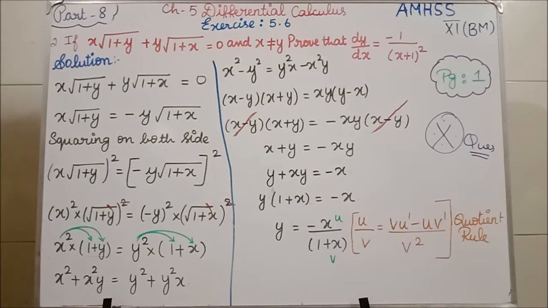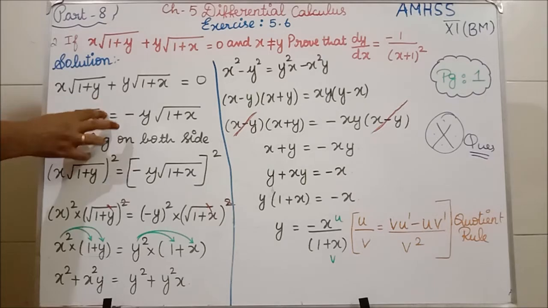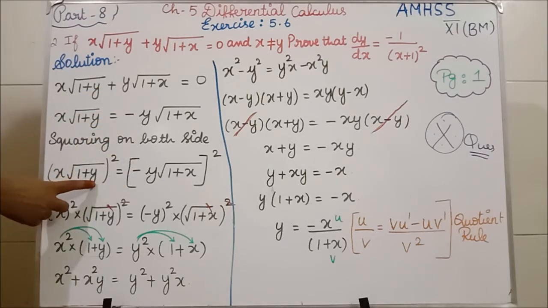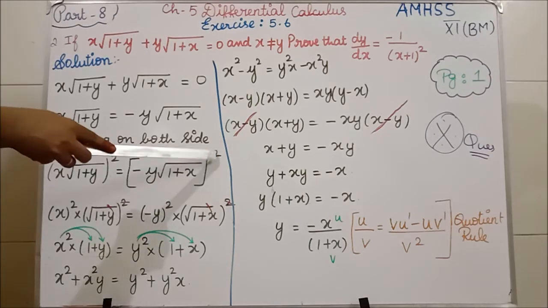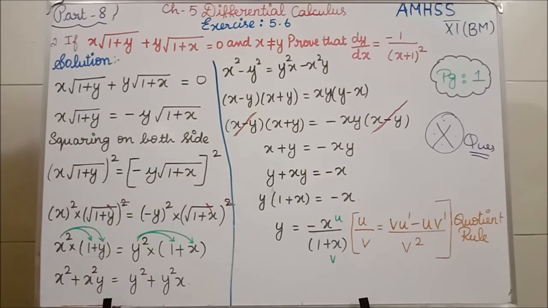So what we are going to do is remove the square root. For that, what we have to do? We are squaring on both sides. See, x square root of 1 plus y the whole square, minus y square root of 1 plus x the whole square. Here the square is for x as well as for square root of 1 plus y. Can you able to understand? The square is for both these terms.